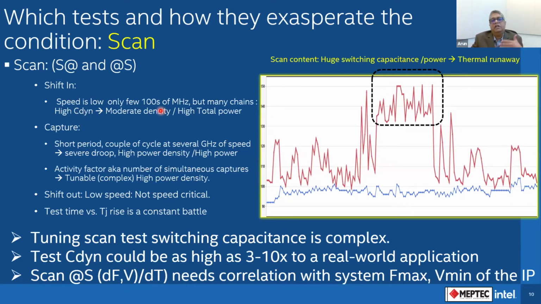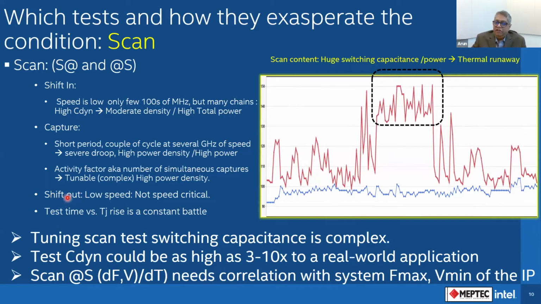The problem is not during shift in, even though the C dynamic during shift in is higher, because we shift in the scan chain at a few hundred megahertz. So in CVF or CV square F, your F is very low. So it is moderate power density, but total high power because many chains are going to be running here.